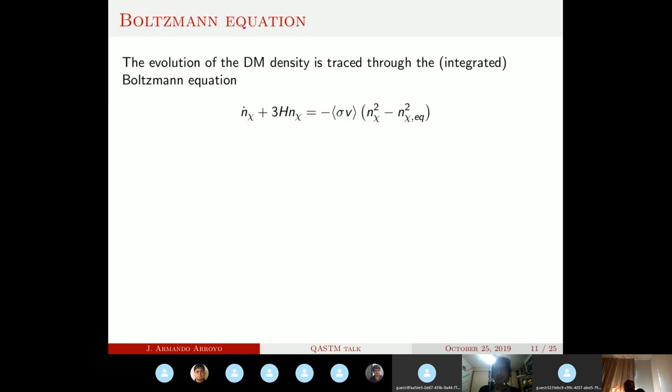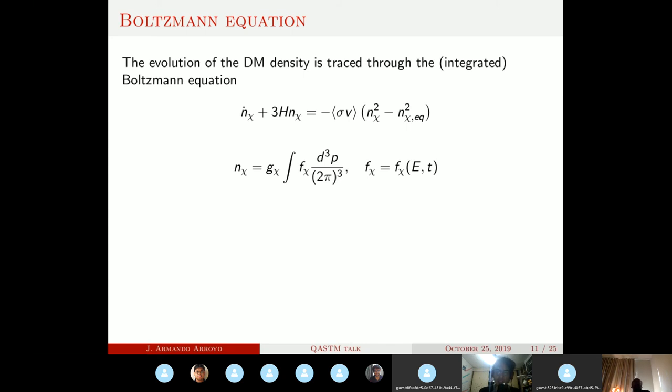So this is just in words, but to understand it better, what is used is the Boltzmann equation, so one can study the evolution of the dark matter density. It is the Boltzmann equation in the Friedmann-Robertson-Walker universe. One starts by writing the Boltzmann equation, and after some calculations one reaches this equation that I hope you can see on slide 11, the integrated Boltzmann equation. So this n of chi is the number density of dark matter.